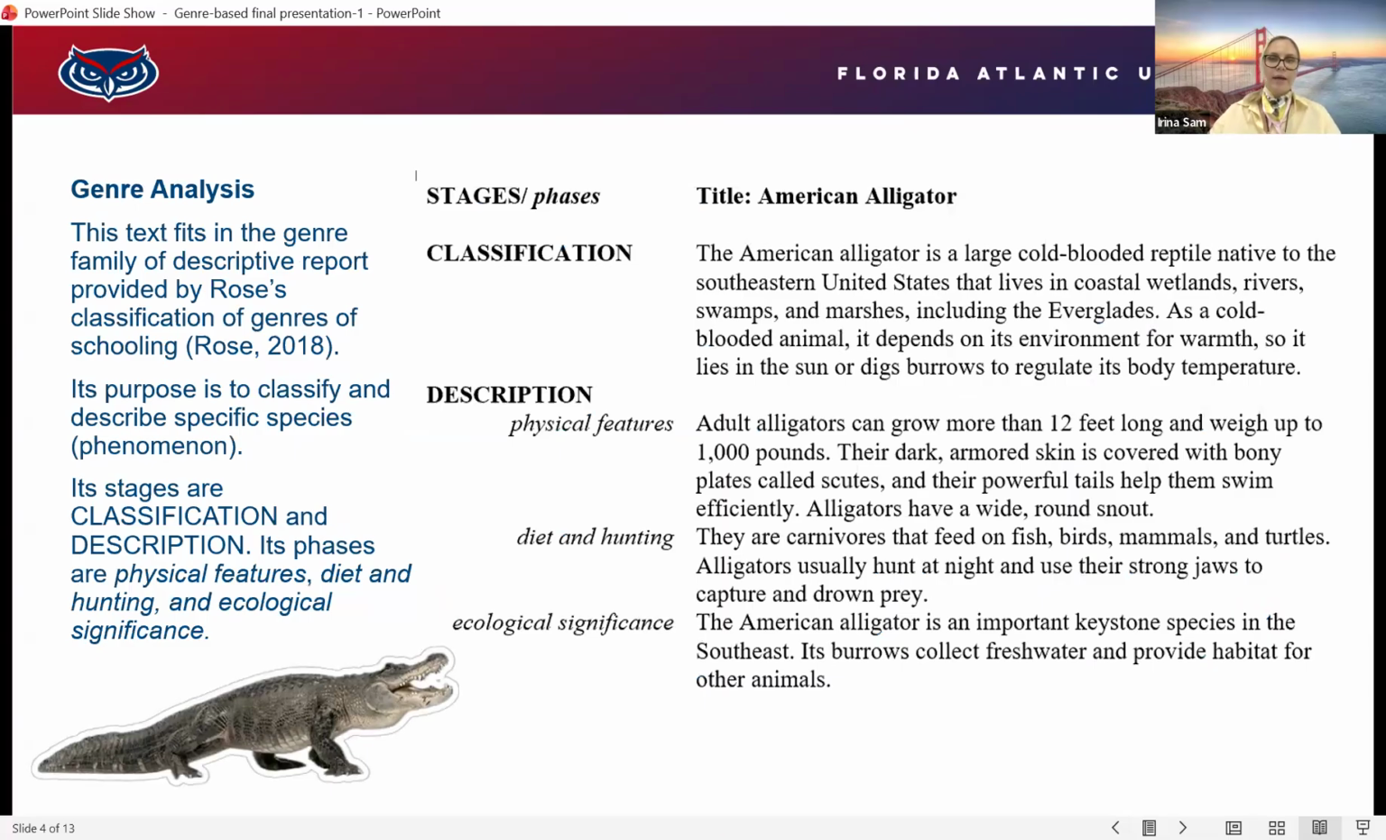This text, The American Alligator, belongs to the genre of a descriptive report based on Rose's classification of genres. Its purpose is to classify and describe specific species, in this case, the American alligator. The text is organized into 2 main stages, classification and description. The description stage is further divided into phases which talk about physical features, diet and hunting, and ecological significance of the alligators.